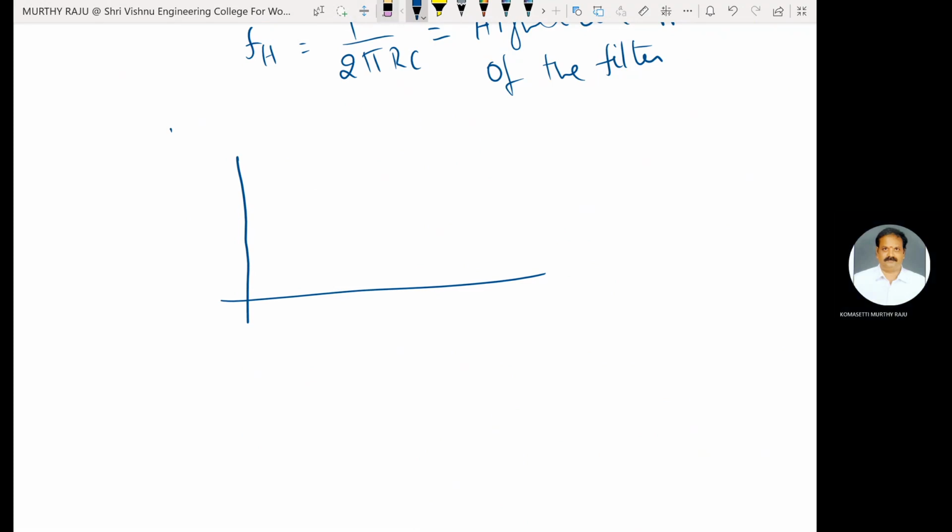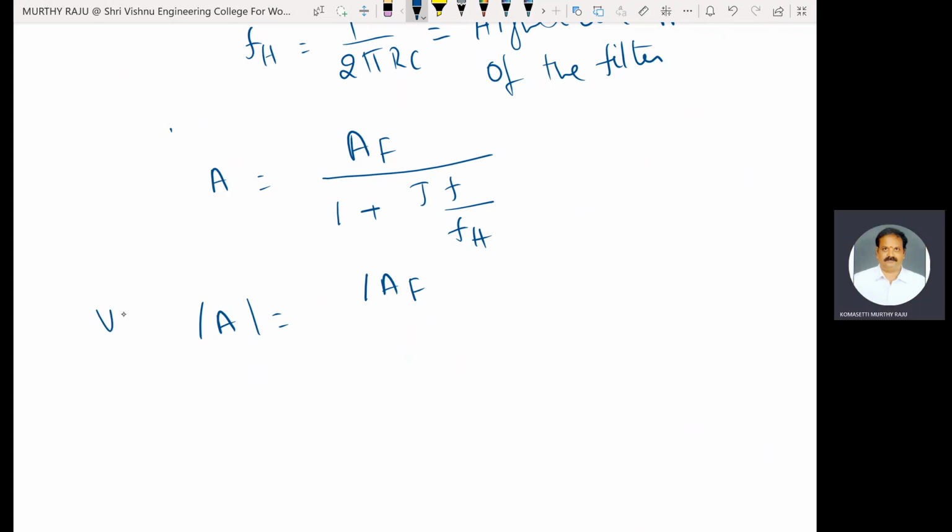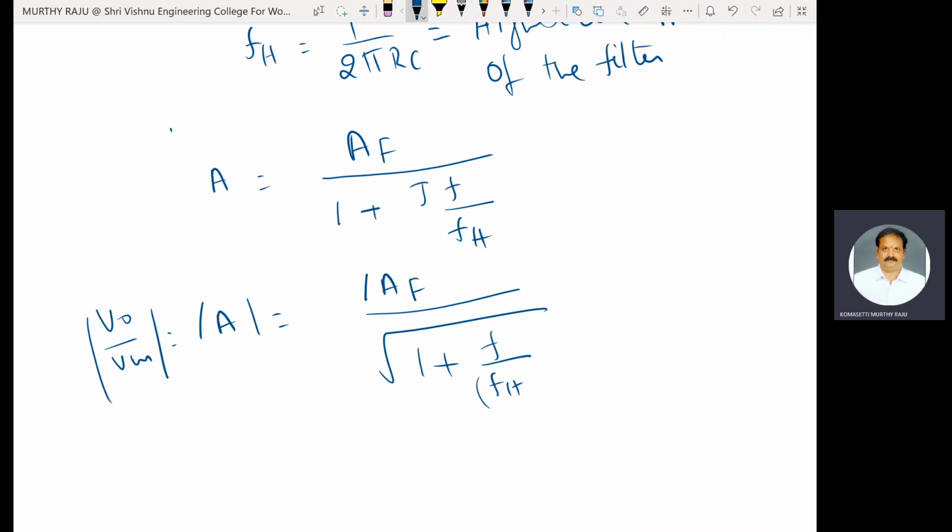We know that here one more important point is A is equal to the voltage gain of the first order low pass Butterworth filter. A is equal to AF by 1 plus J F by FH. The magnitude of that gain, mod A, is equal to mod AF by square root of 1 plus F by FH whole square, which is V naught by V in.